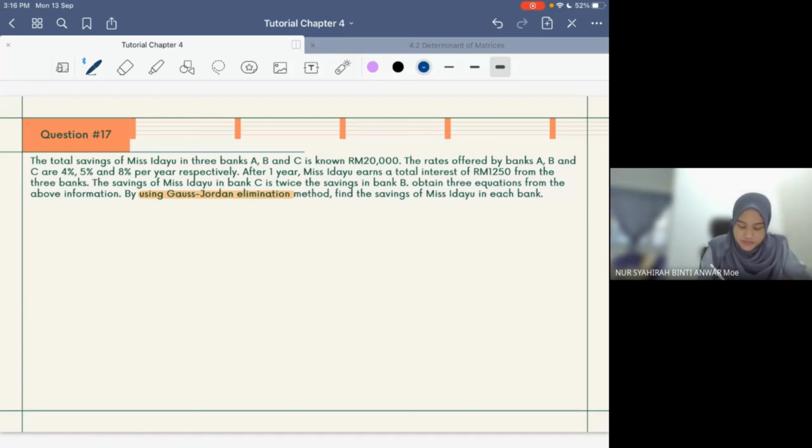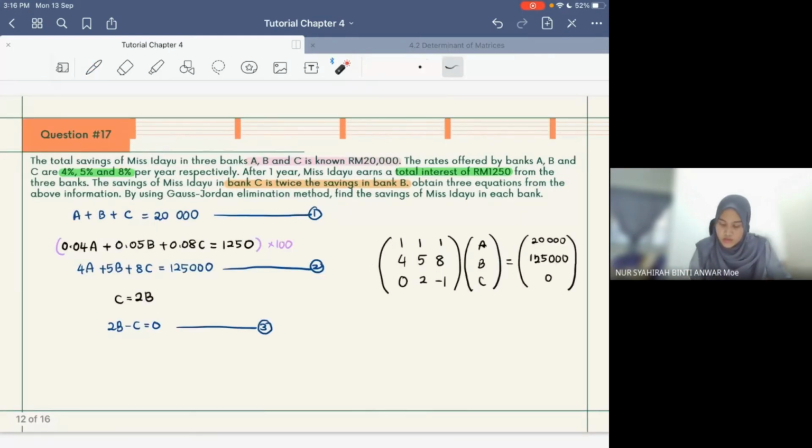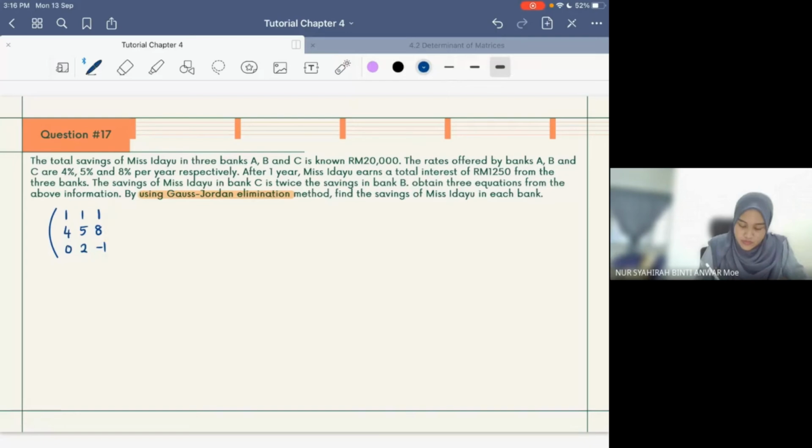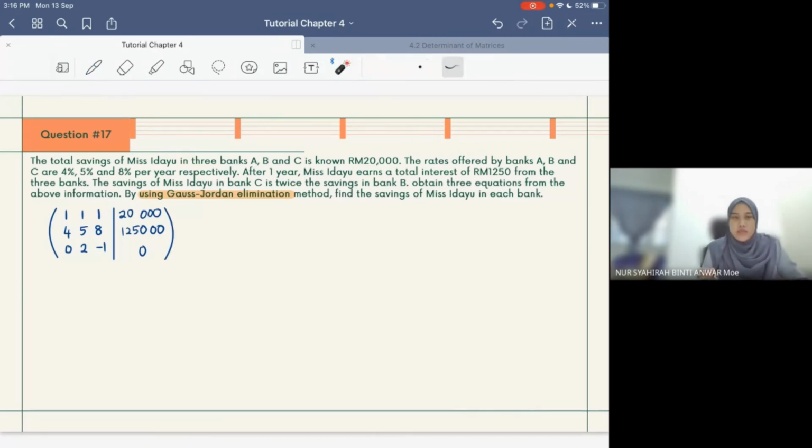So tadi kejap. 1, 1, 1, 4, 5, 8, 0, 2, negatif 1. Betul ke? Okay, betul lah. 1, 1, 1, 4, 5, 8, 0, 2, negatif 1. Lepas tu 20,000, 125,000, 0. Okay, and then buat palang. Okay, remember kena buat dia dalam bentuk augmented matrix dahulu.